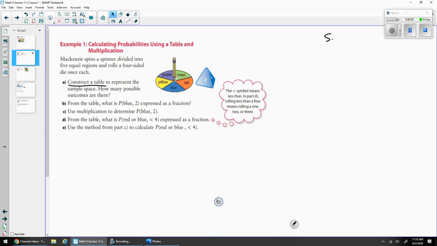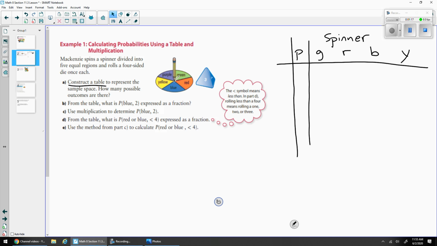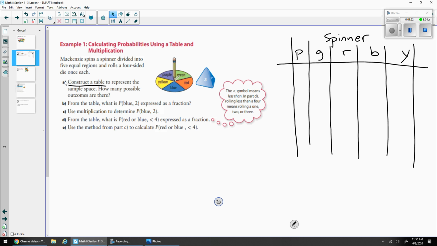So with the spinner, I'm going to put the spinner on top. Remember, it doesn't really matter which place you put each one. The spinner has purple, green, red, blue, and yellow. It's nice that those all start with a different letter. Okay, purple, green, red, blue, yellow. And then the die I'll put along the side. It has 4 numbers. 1, 2, 3, 4.